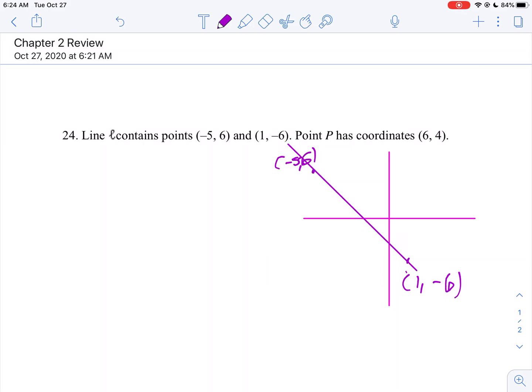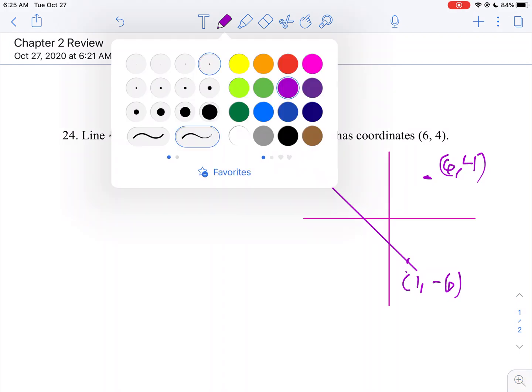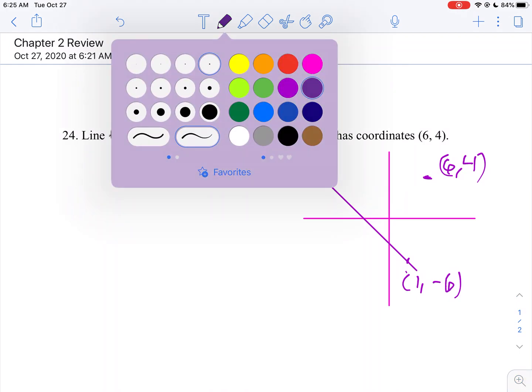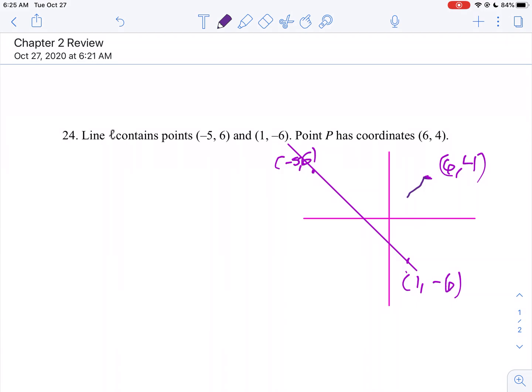We've also got the point 6, 4. So over here is 6, 4. And I want to find the distance between this point and the line. Well, distance is at a right angle, so I want to find the length of this segment here. And what I need to do is find where this point intersects the line.